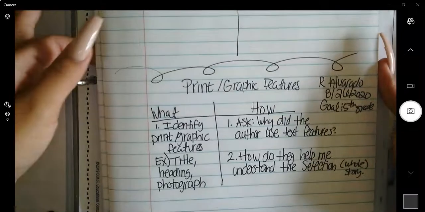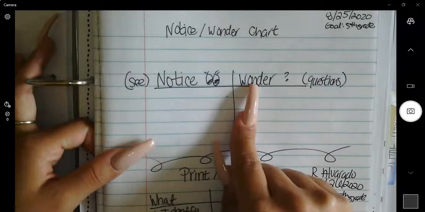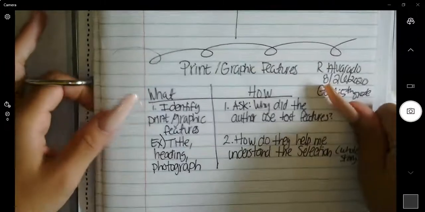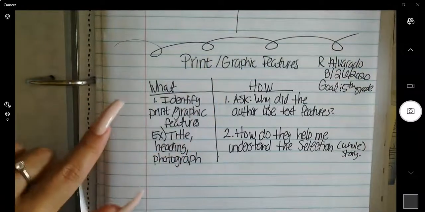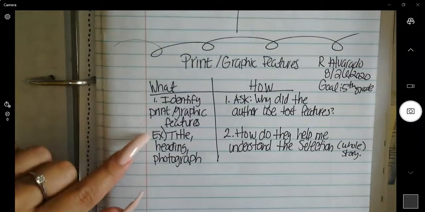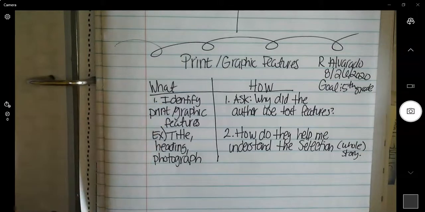So on your composition book, right below where we did the notice and wonder T-chart yesterday, I want you to write these key points. So we're writing the what and the how. Number 1 is identify print or graphic features, and these are the examples: title, heading, photograph. That doesn't mean there's only these 3. And then how are we going to do that? Number 1, why did the author use text features? And number 2, how do they help me understand the selection? Go ahead and pause the video now so that you can copy these 2 key points.